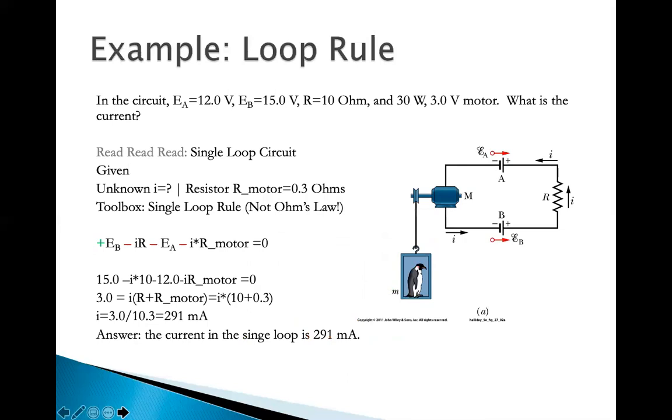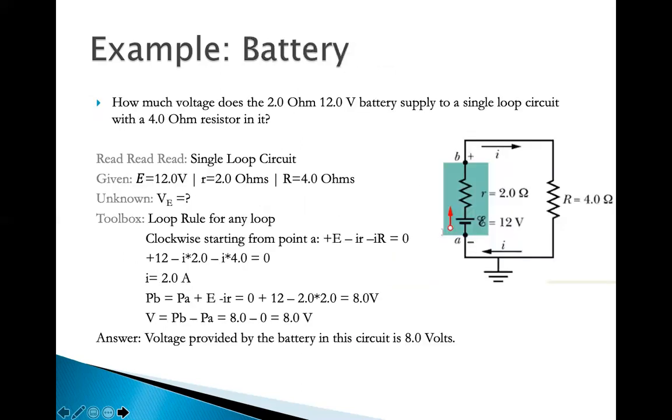Example of loop rule. So here we solve a particular problem with the loop rule. It's asking us what the current is. Remember, we do not apply Ohm's law here because we have a complete circuit. When we have a complete circuit, we apply loop rule. When we have a single isolated resistor, we apply Ohm's law. Although sometimes the two have a little bit of overlap, and some of the problems can be solved by both, it is actually rigorous to start from the loop rule for a loop.